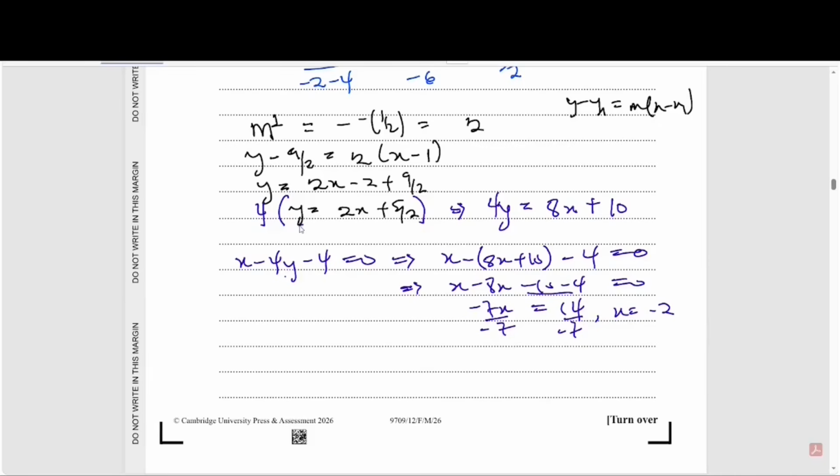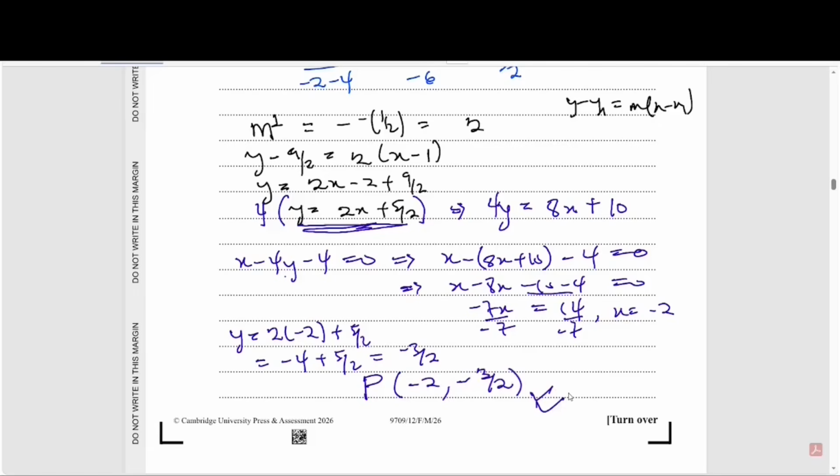Now we do substitution into this equation, or any of the equations, to find the value of y. Now y is equal to 2x, so that's 2 times negative 2, then plus 5 over 2. That's going to be negative 4 plus 5 over 2, and that is 5 minus 8, that is negative 3 over 2. So now the point P, where the two lines meet, is negative 2 and negative 3 over 2, and that is our solution.